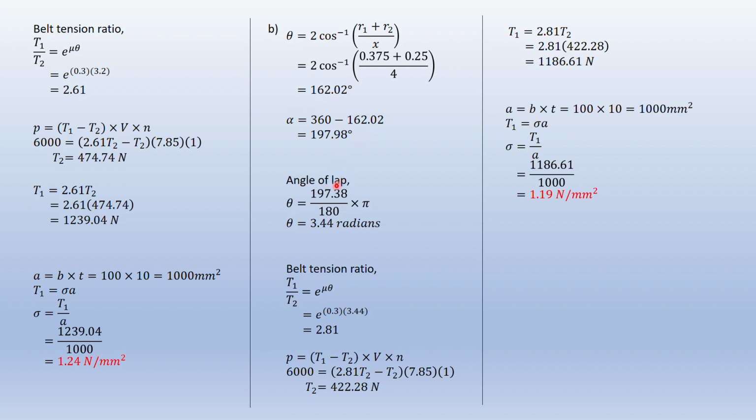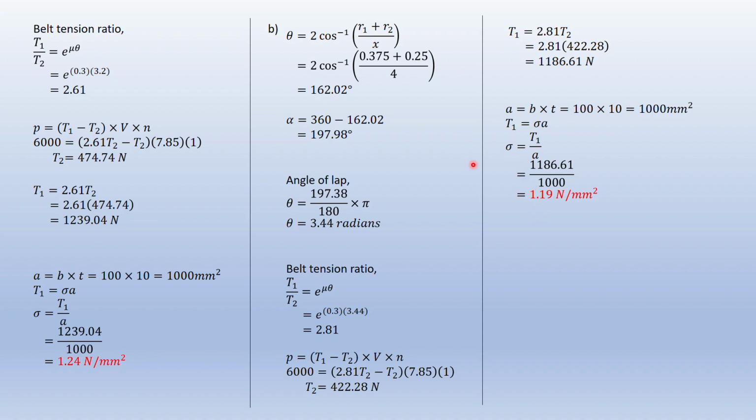Fortunately, I'm going through this again, otherwise we would be giving people wrong information. So angle of lap, 3.44. So you work out the angle of lap, and then the ratio of T1 to T2 is 2.81. Power, to find out the T2, the given power is 6,000 watts or 6 kilowatt. Then you work out your T1, and then your stress.